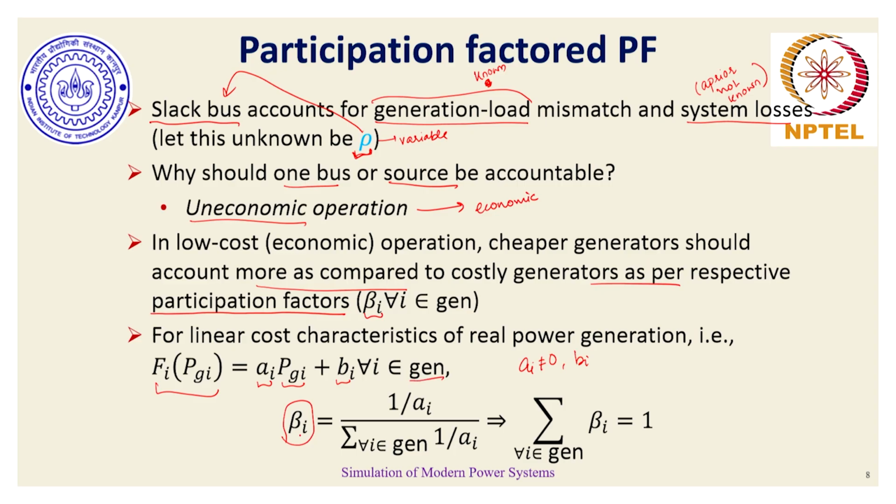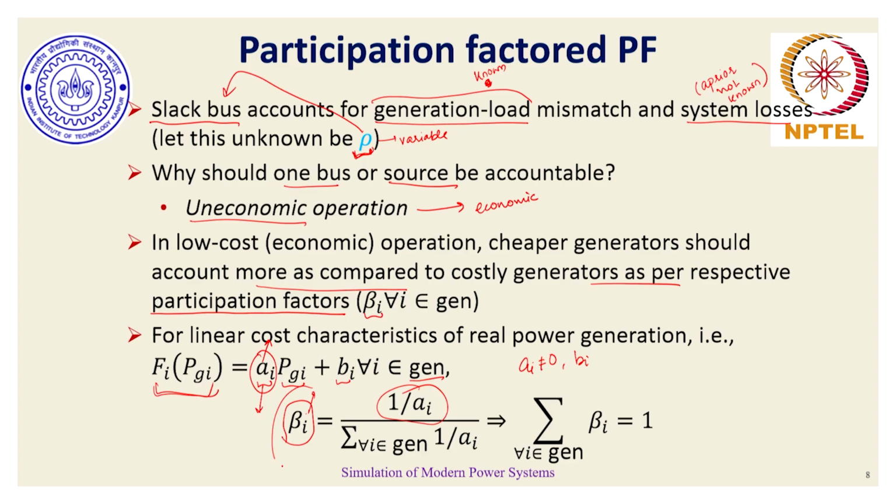It is essentially a measure of how costly or cheap a generator is. If a generator is costly, it would essentially mean that the value of ai is very, very high. If ai is very, very high, no matter what PGi comes in, the corresponding cost would be higher. From an economics perspective, this costly generator should participate less, and that is where beta is an inverse function of ai. If the generator is cheaper, then ai is low, the inverse of ai would be higher, so the corresponding beta would be higher, and hence the generator can participate more in sharing this unknown rho.